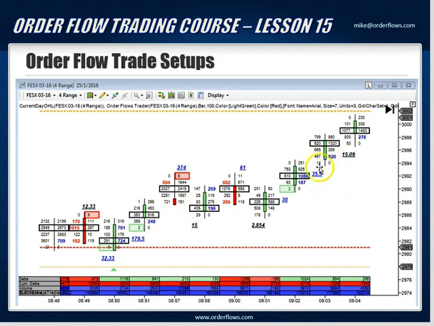You see, the single print is followed by another small print here, ratio.